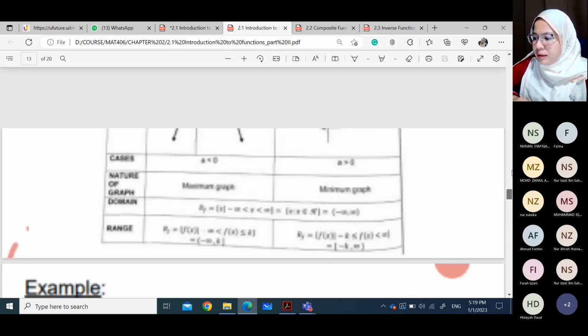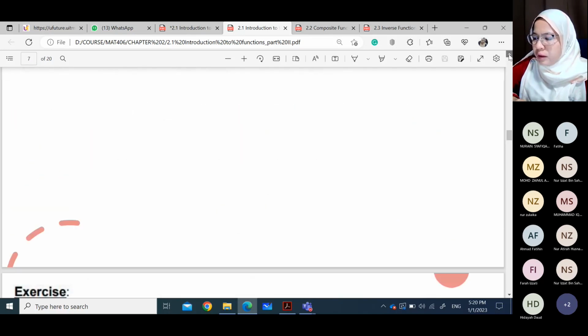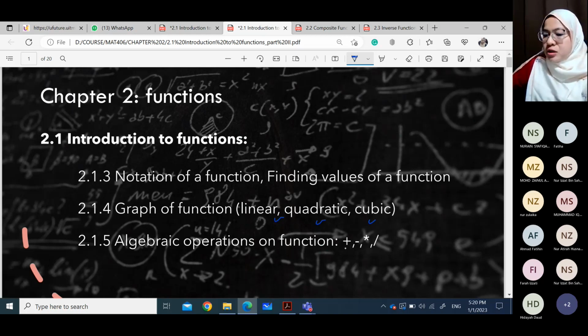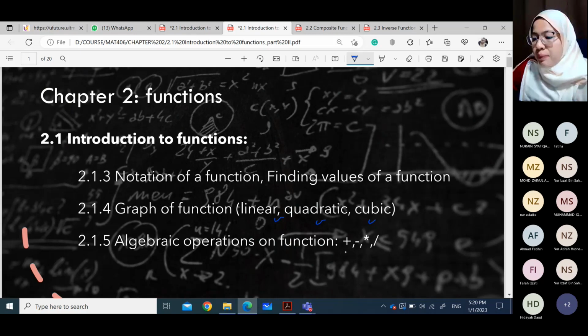function pula. Okay, so tadi relation, so now is a function. Alright, so introduction to function. So in function, we will discuss about notation of a function, finding values of a function, and then graph of function. So graph of function, we have three graph ataupun three types. They are linear, quadratic, and cubic. And then algebraic operation on function. So algebraic operation on function, we have about 4, which is basic operations. Okay, so they are plus, minus, multiplication, and division. So all this we will discuss in this slide.